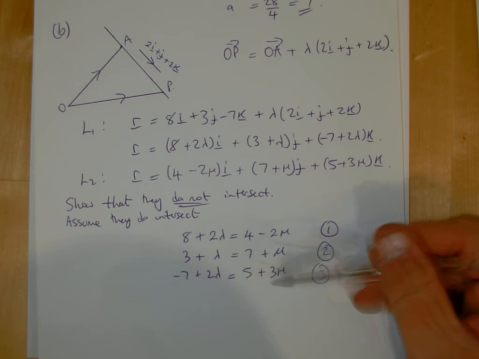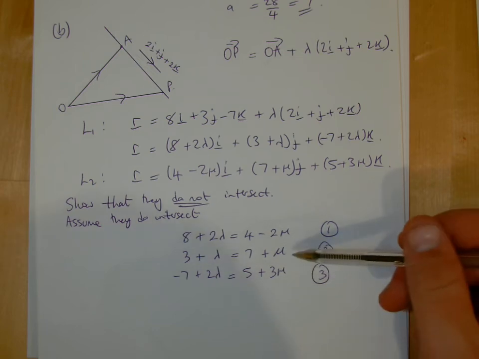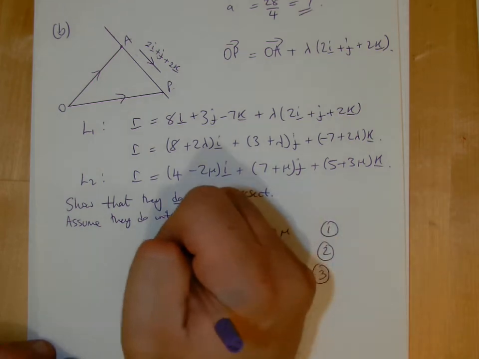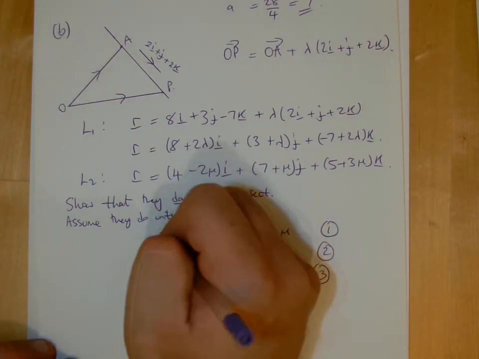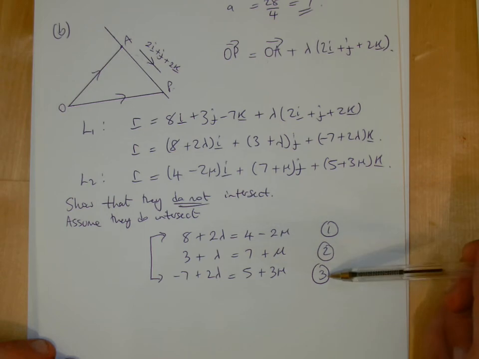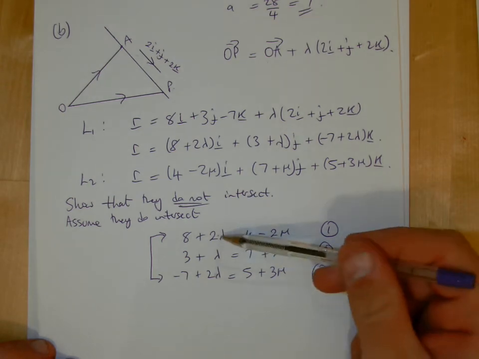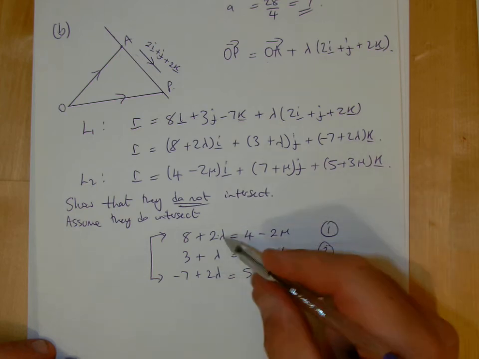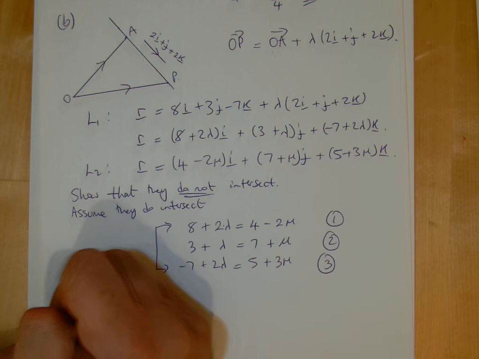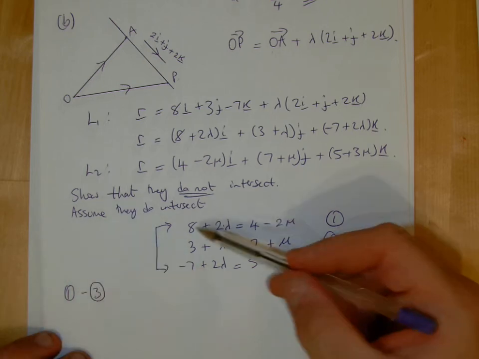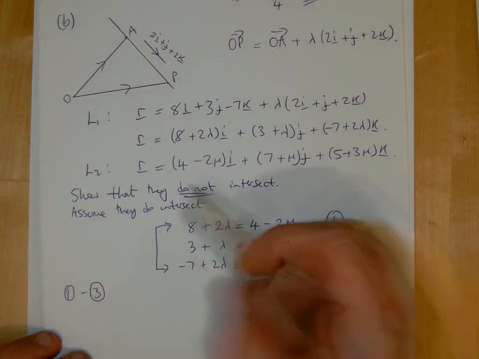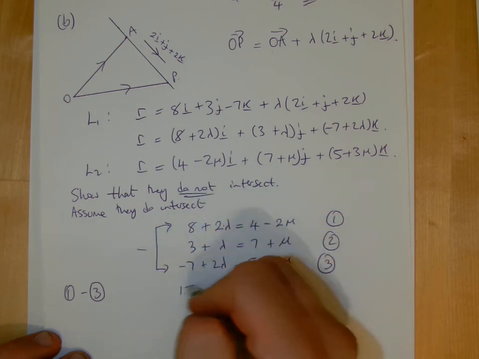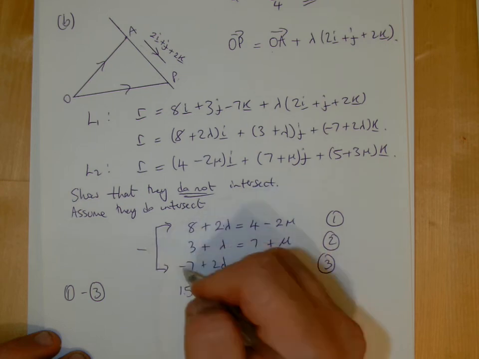Now I'm looking at the three equations here, and I'm thinking, to make life easy for myself, if I work with equations 1 and 3, the reason why I'm thinking 1 and 3 is because I've got 2 lambda in both of them. Do you see that? So if I work with equations 1 and 3, I can then eliminate the 2 lambda. So I think if I take away 1 minus 3, I'll have 8 take away minus 7, which is 15, isn't it? Because you'll have two minuses there, make a plus.